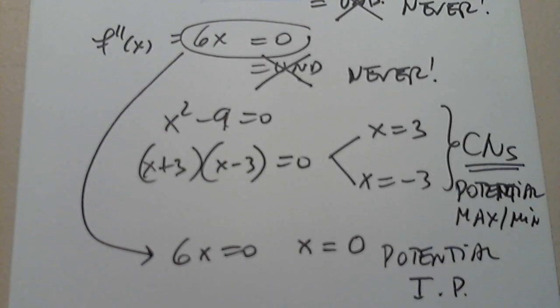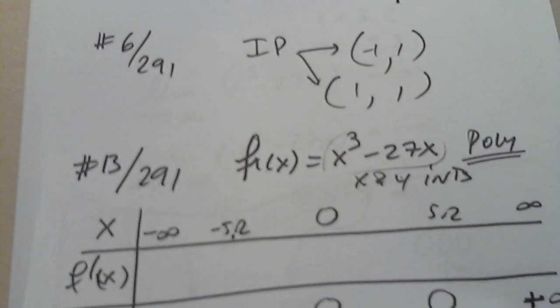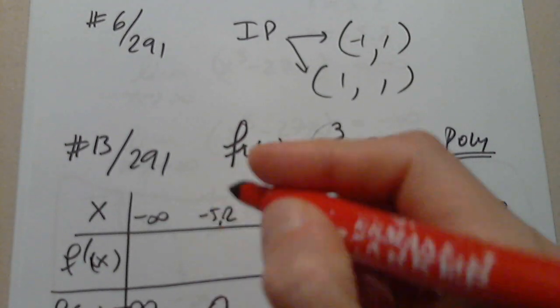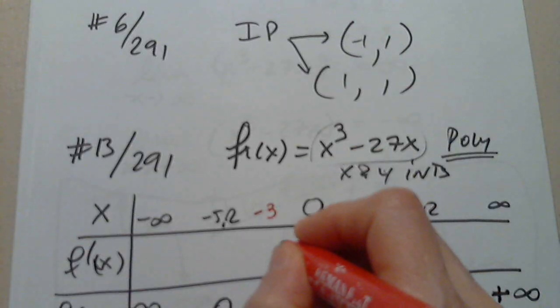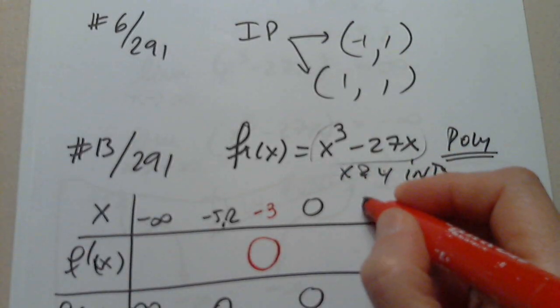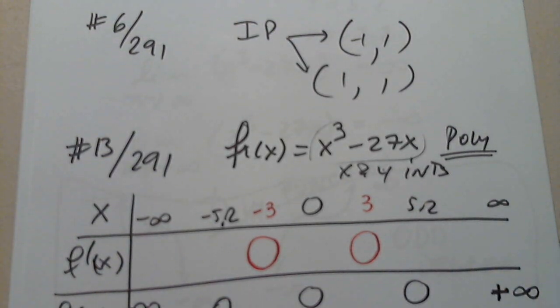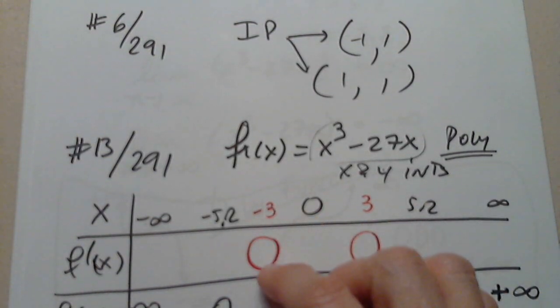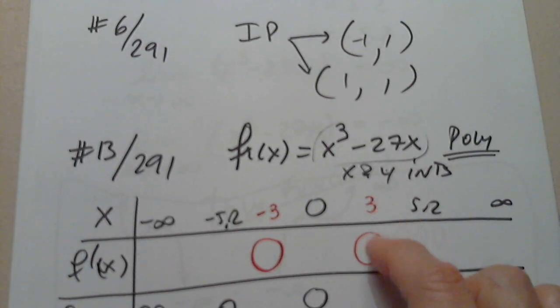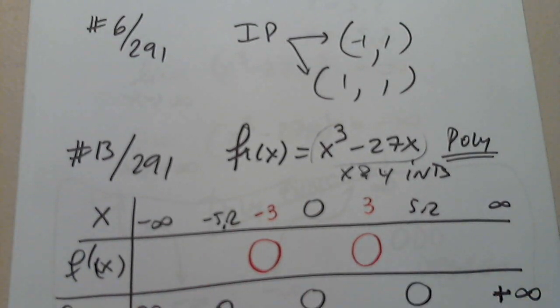I don't know. But now I have to be very careful and put them in the right place in the table. Careful, careful, careful. Negative 3, 0, 3 and 0. These are the critical numbers. The derivative is 0 at negative 3. The derivative is 0 at 3. And the second derivative is 0 at 0.